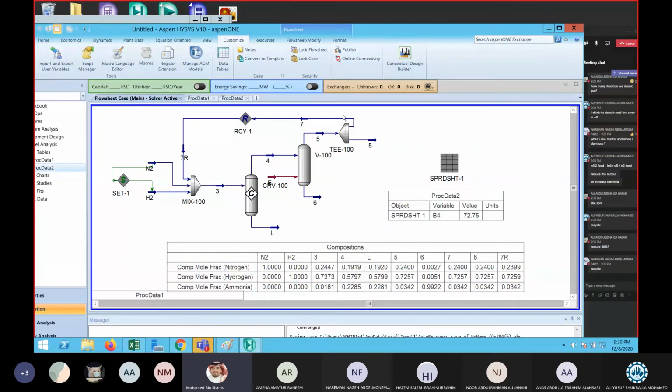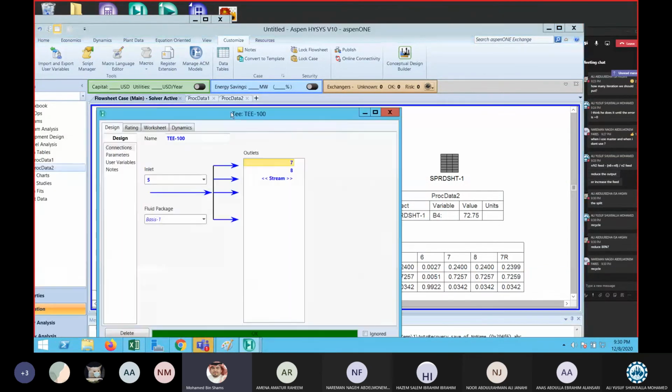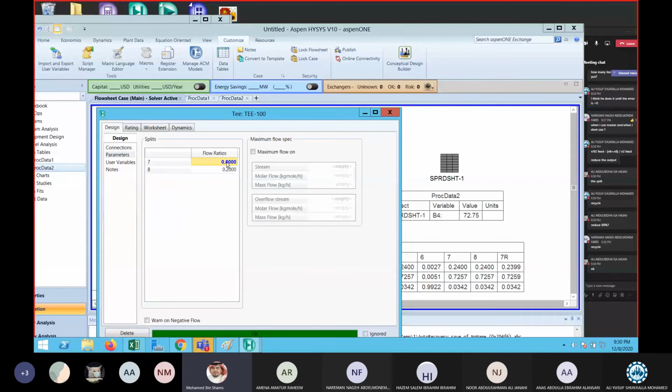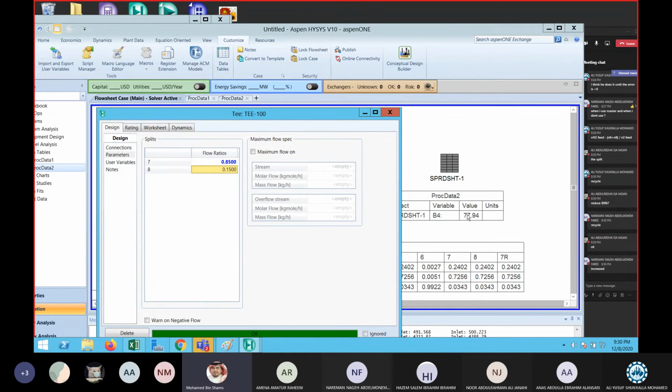We make the split more than 80%. Okay? So now if I go to the splitter, and instead of 80, pay attention to the overall conversion, if I go to the parameter and instead of 0.8 I put 0.85, look at the overall conversion. It increased. It means if I increase the recycle, the overall conversion increases. Let's say 90%. Look, 84% conversion.